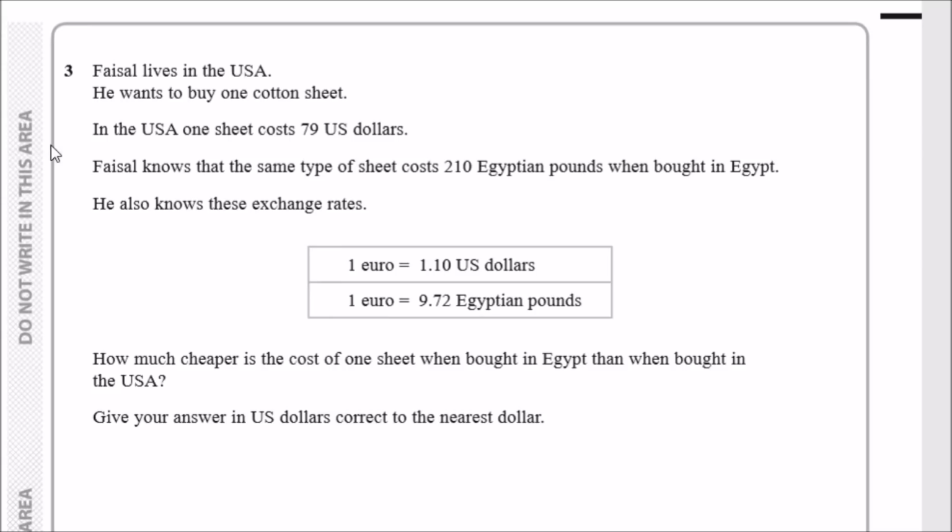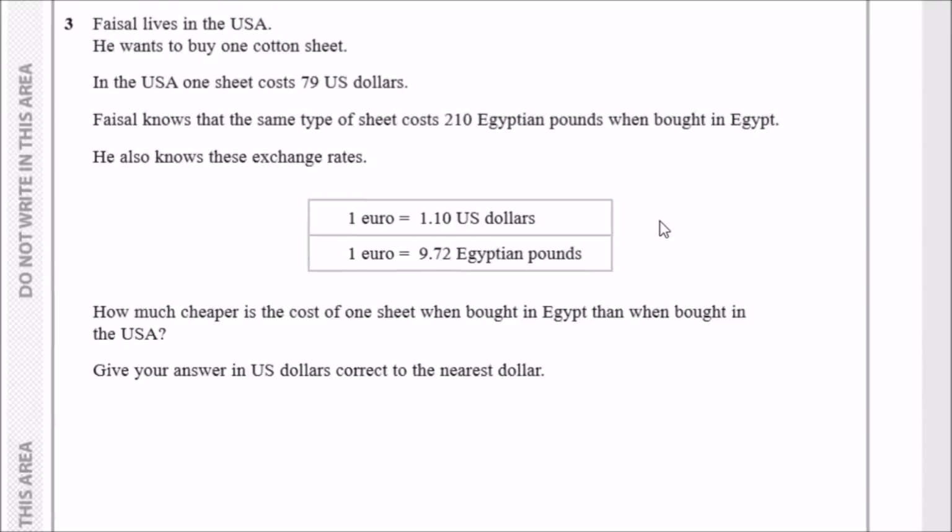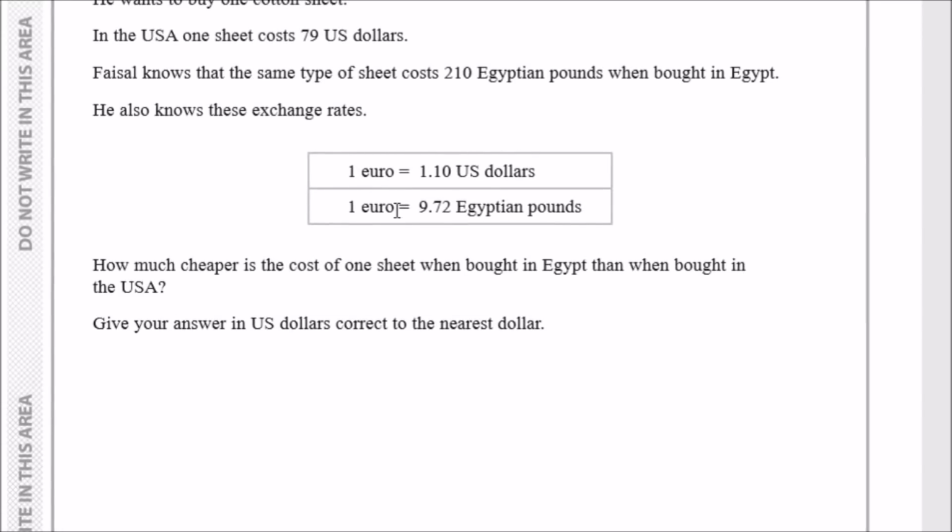Okay, so number 3, exchange rates. Okay, this is gonna be easy. So Faisal lives in the USA. He wants to buy one cotton sheet. In the USA, one sheet costs $79. Faisal knows that the same type of sheet costs 210 Egyptian pounds in Egypt, and these are the given exchange rates. It's measured from euros to dollars and euros to Egyptian pounds.